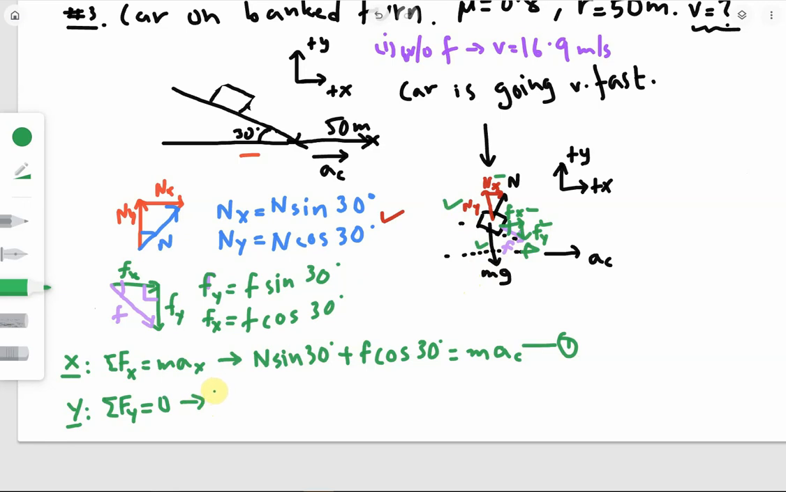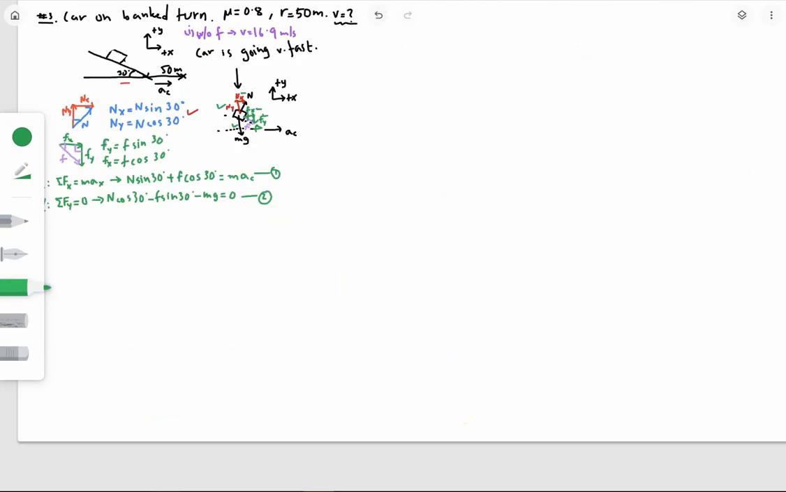So we end up with Ny, which is n cosine 30, plus, or actually this is not plus, because both of the other forces are in the negative y direction, so actually minus Fy, which is F sine 30, minus Mg equal to 0. Let's call this equation 2, and let's move to a new page. So this is what we have. We have the two equations that we need.